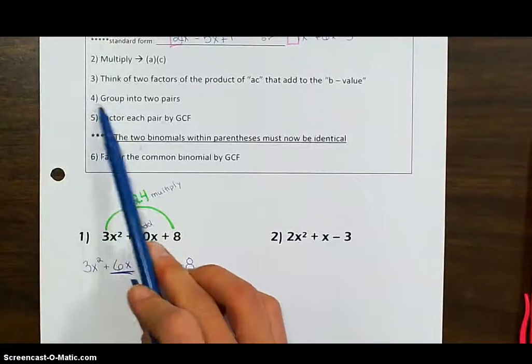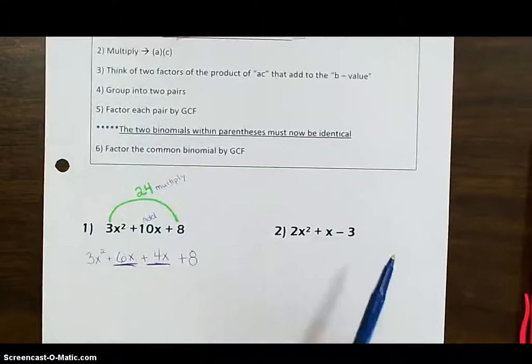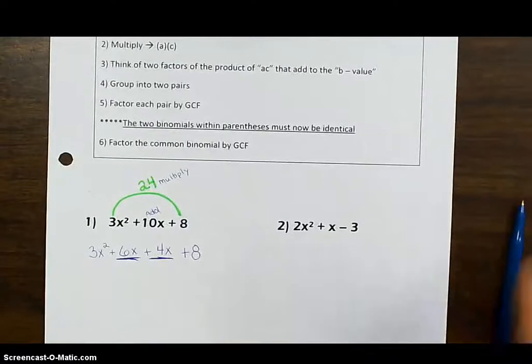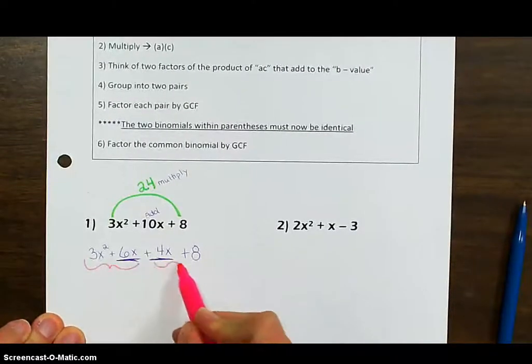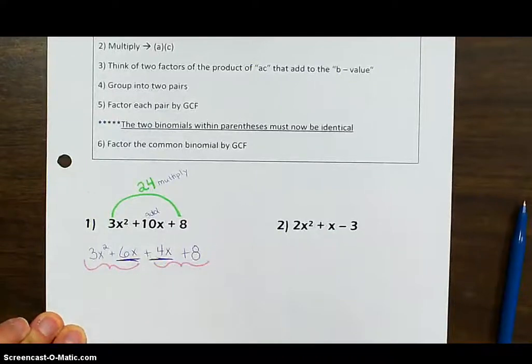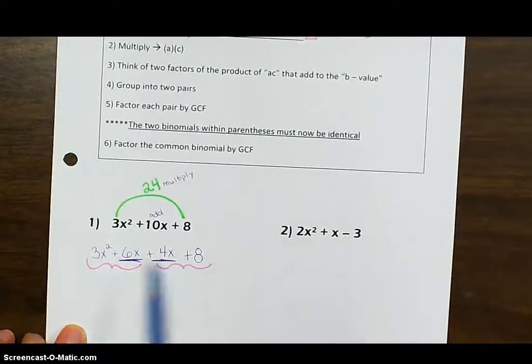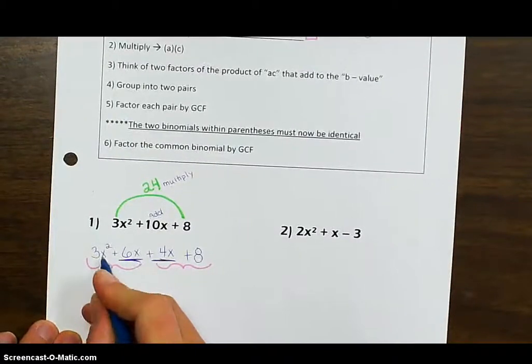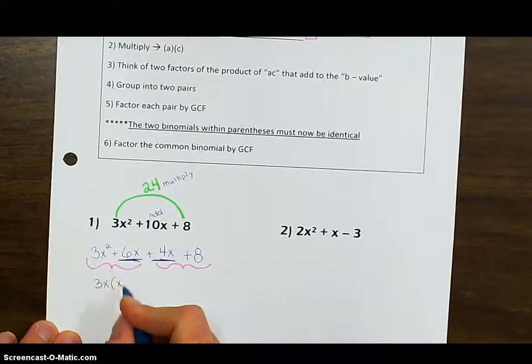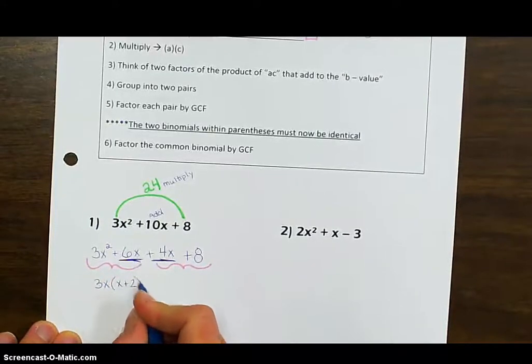Now we are going to group this into 2 pairs. So I am going to bring these 2 together, and then I'm going to group these 2 together. And now we're going to factor using GCF. So 3x squared and 6x, is there a GCF? Yes, the GCF is 3x. And then when I factor that out, we're left with x plus 2.